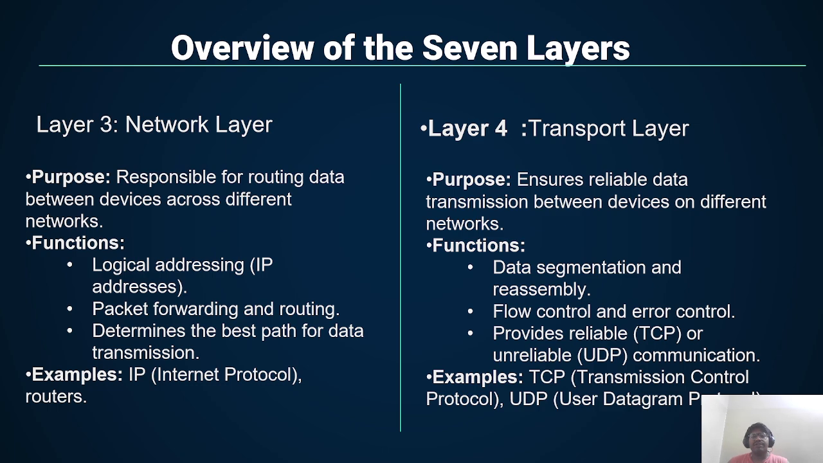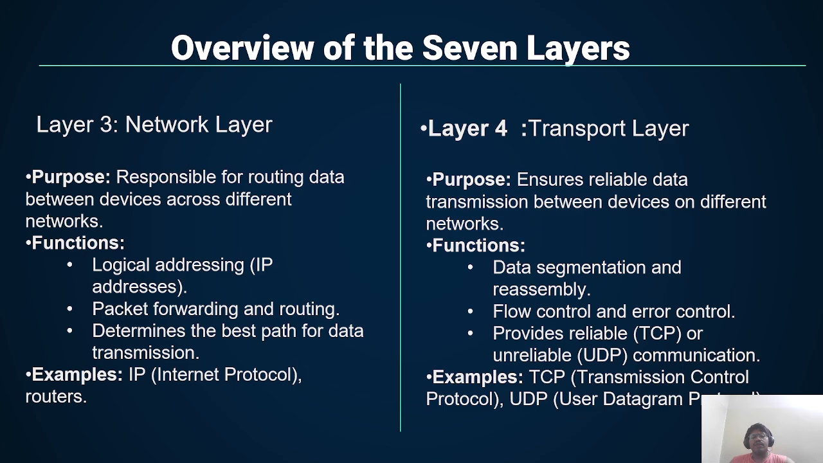Layer 3, network layer. Moving on to the network layer, its main responsibility is routing data between devices across different networks. This layer uses logical addresses like IP addresses to determine the best path for data transmission. An example of a protocol here is IP, and devices like routers facilitate communication.